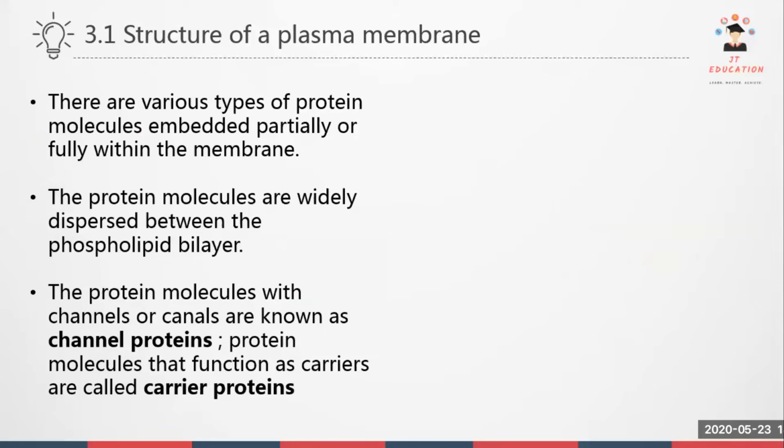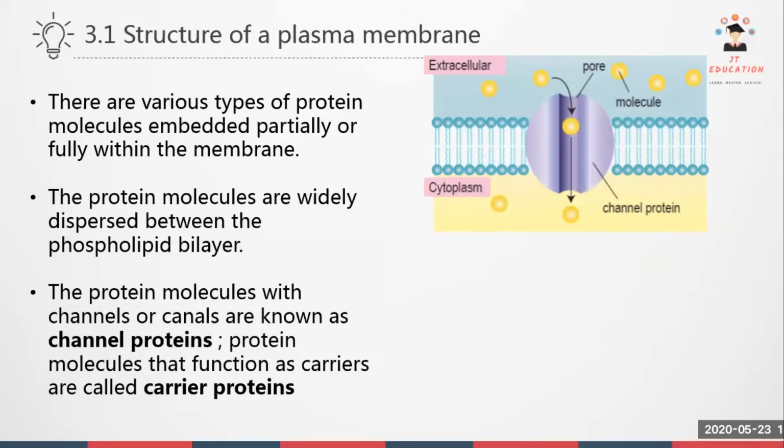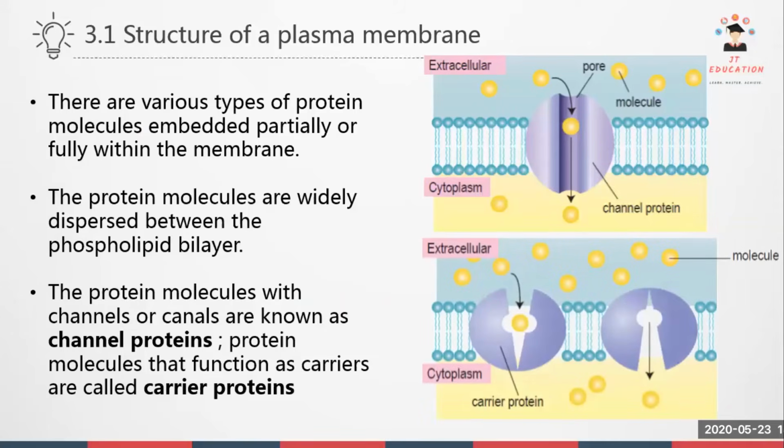Alright, let's talk about the proteins on the surface of the plasma membrane. There are 2 types of protein on the plasma membrane. First is a protein molecule with a channel or canal, known as the channel protein. And the protein molecule that functions as a carrier, known as the carrier protein. What they basically do is carry molecules across the plasma membrane.